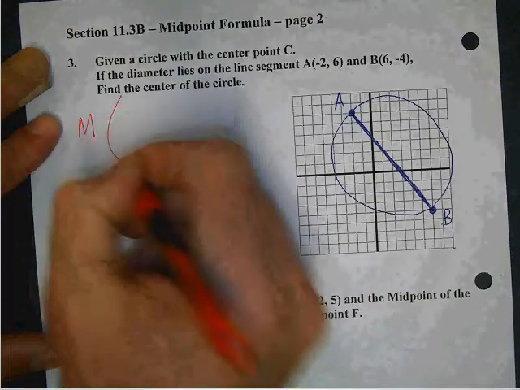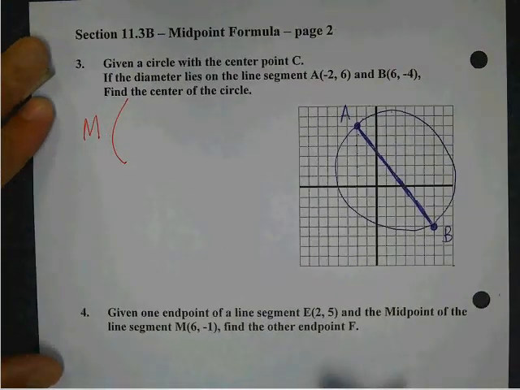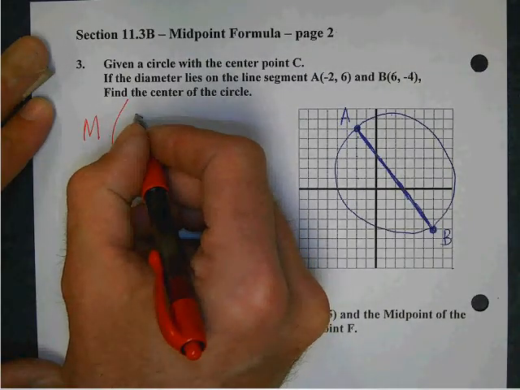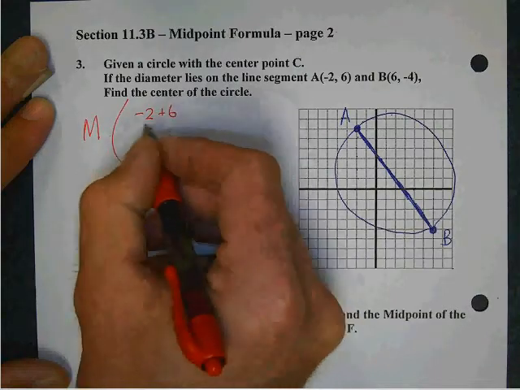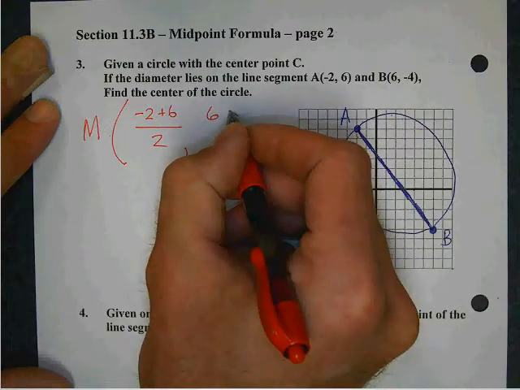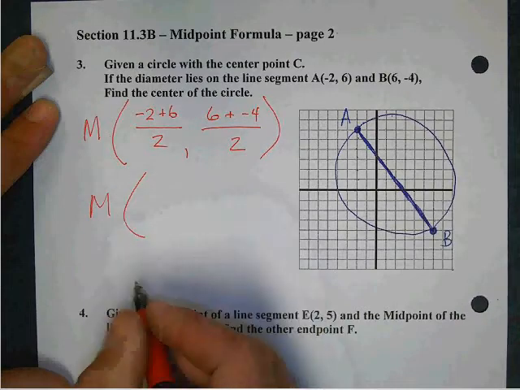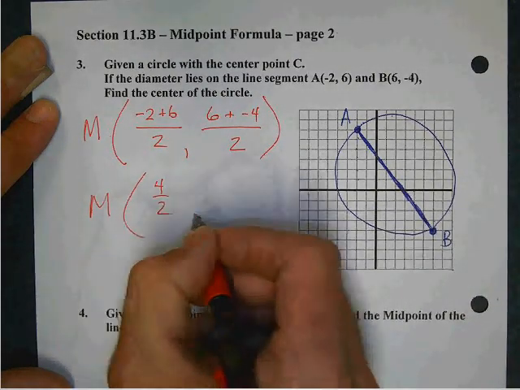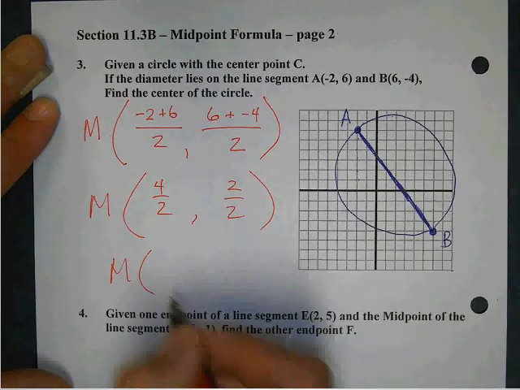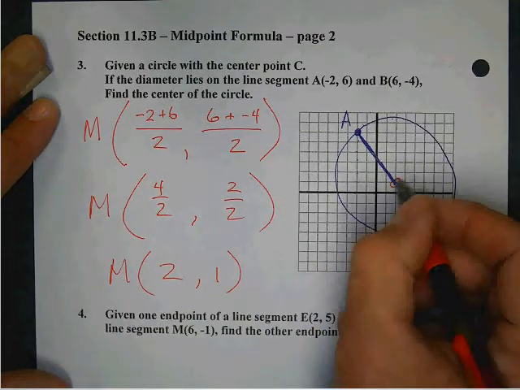Who can set it up for me? Jelon, go ahead. Negative 2 plus 6, comma. And 6 plus negative 1. Keep going. 4 over 2. 2. So my answer? 2 plus 1. Let's see how close we were. 2, comma 1. So that is point C.